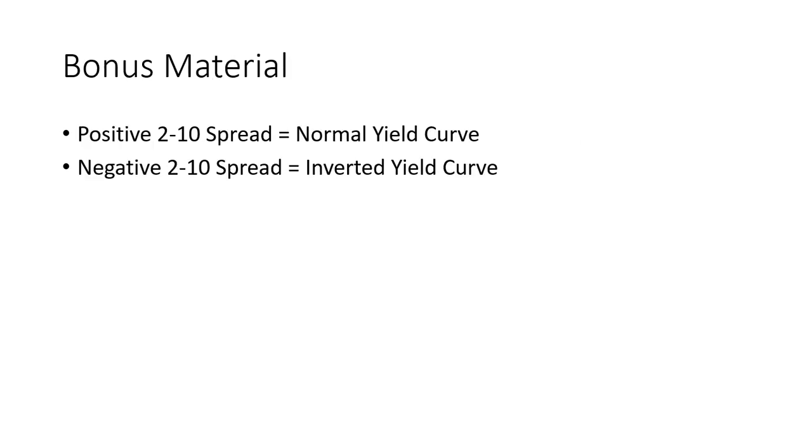Now, I'm going to give you some bonus material here, okay? And I'm going to do a whole other video, so please watch for that over the next few weeks or so, where I will talk about the yield curve and why it matters and how to look at it. But if you have a positive 2-10 spread, as we saw in the last slide, where the difference between the 2 and the 10-year Treasury was 17 basis points, in other words, the 10-year is paying more than the 2-year, that is called a positive 2-10 spread. That equates to a normal yield curve.